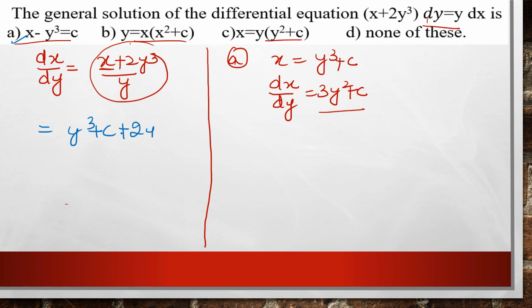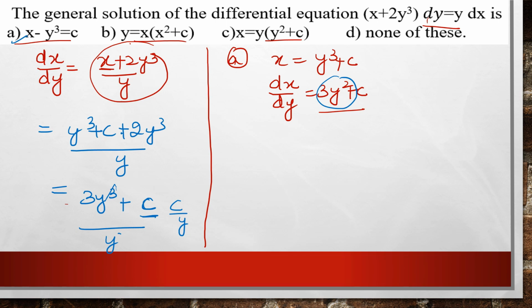Now you can check one thing. Are you getting the same answer? So this is (3y cube plus c), right? And here we have y. No, this is not the same, because y will be cancelled. You'll get 3y square, but along with the c, you'll get c over y. Are you getting my point? So option A is not correct.